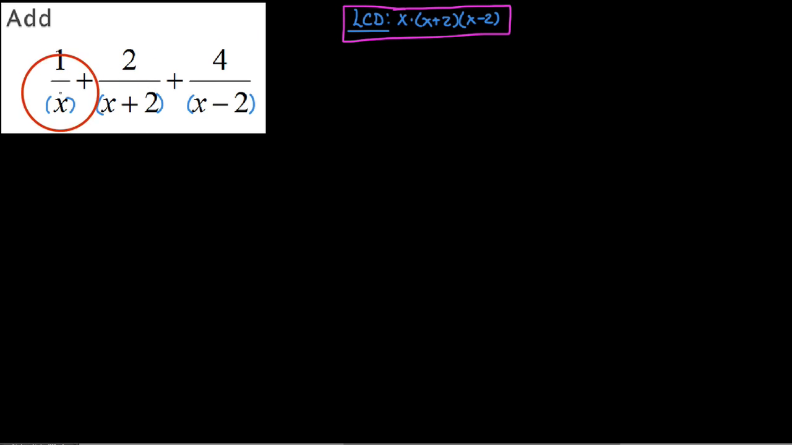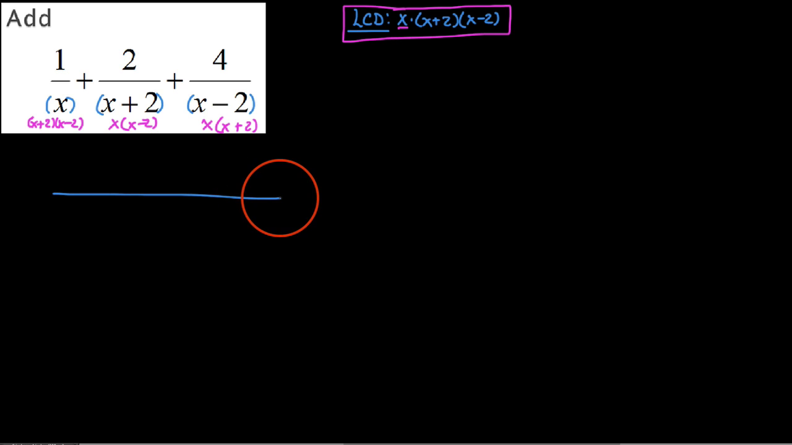And essentially what we need to do is get everybody to have this least common denominator. So over here, I'm going to write underneath that I would have to multiply this first fraction on top and bottom times x plus 2 and x minus 2 to get it to have those two factors that it needs in a least common denominator. It's already got the x. So going to the x plus 2, this would need an x and an x minus 2 to keep up with the other two to get this least common denominator. And then over here this would need an x and an x plus 2 on top and bottom.